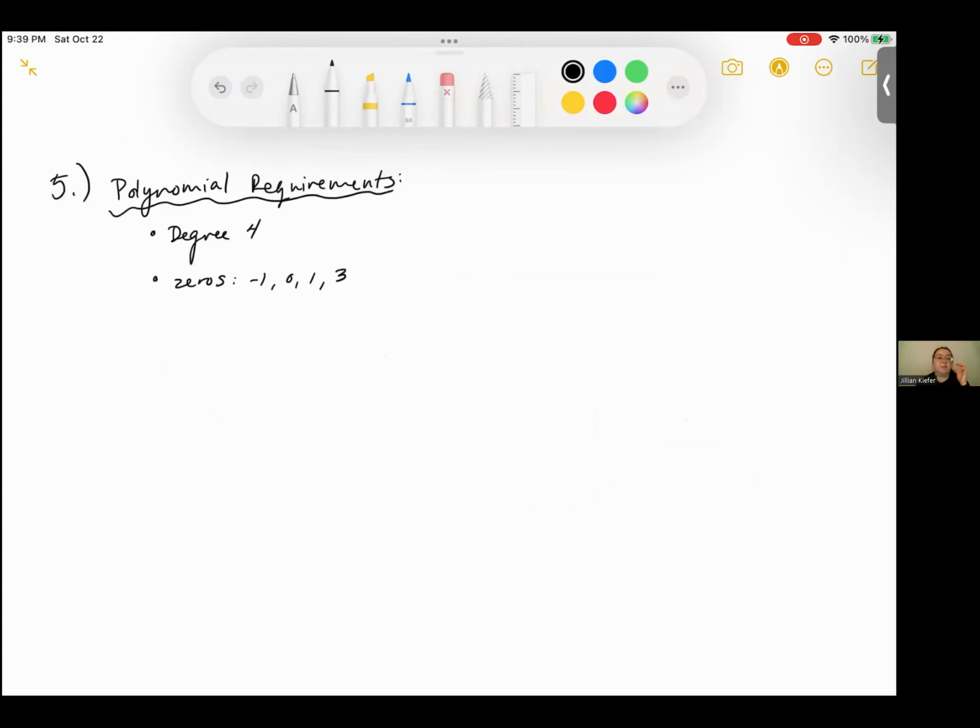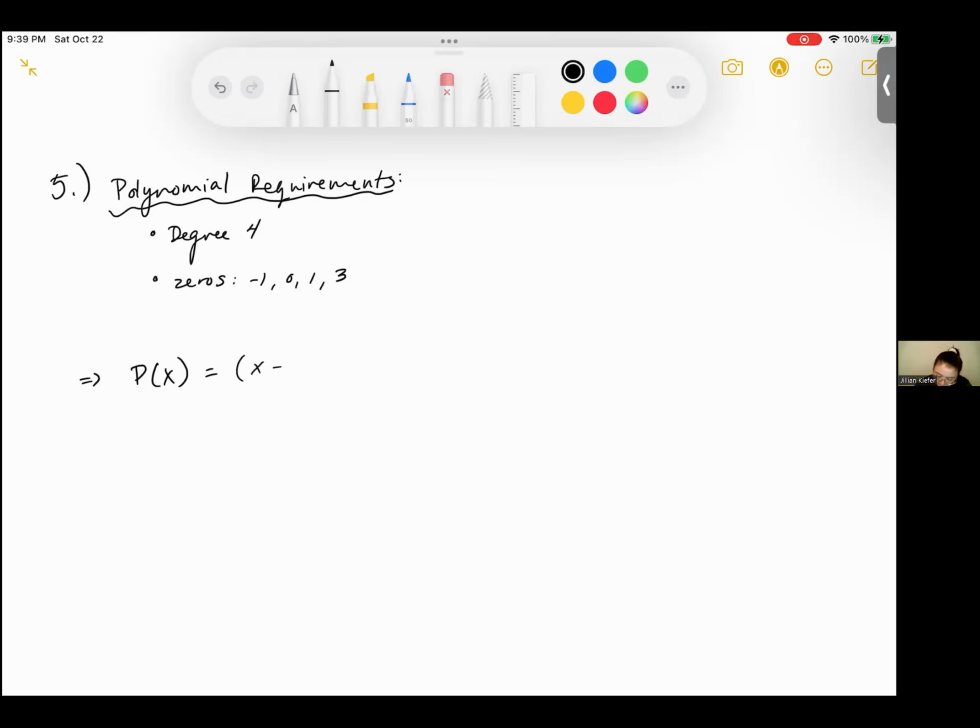All right, so here we are, problem 5. We have polynomial requirements. We want a polynomial of degree 4, and the zeros are -1, 0, 1, and 3. So we want to create this polynomial that would meet all of these requirements. So since we're given the zeros, we know that x minus a zero would be a factor of a polynomial. So that means our first step in creating our polynomial would be having the factors x minus each one of those numbers. And there's 4 zeros, so we're going to write x minus 4 times.